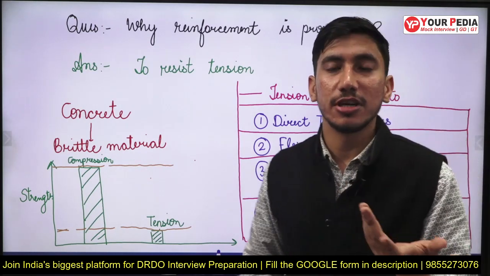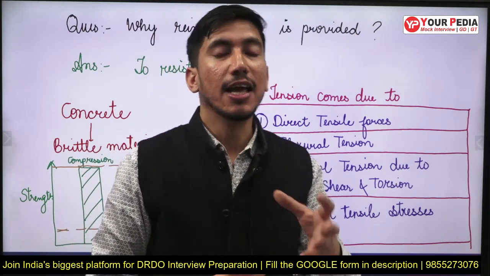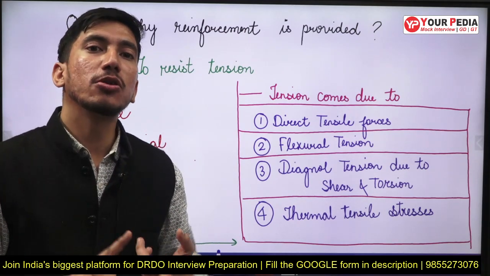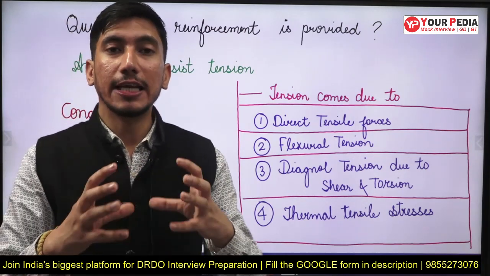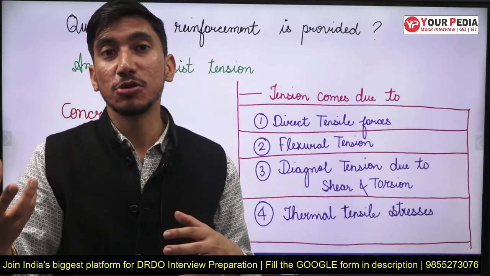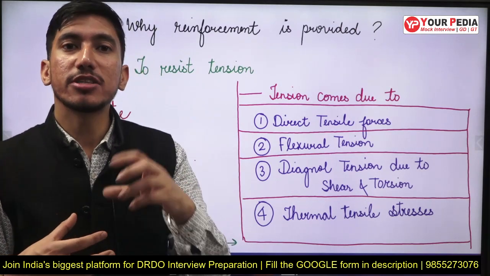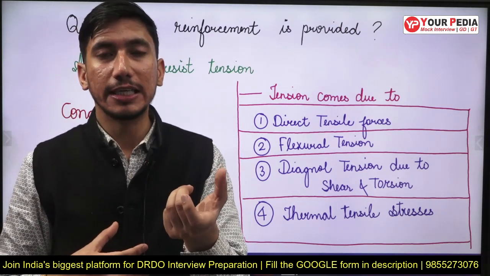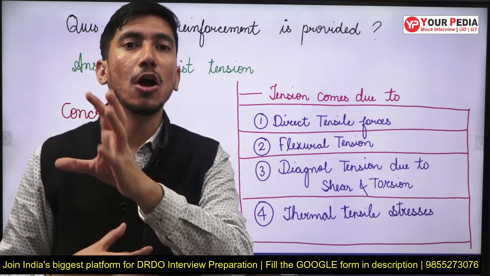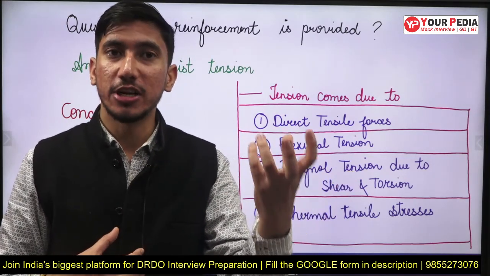Now diagonal tension develops when shear or torsion is acting, and that results in diagonal tension. Apart from this, tension can also develop whenever there is an increase in temperature and your member is not allowed to expand. In that case also tensile stresses will develop. So all these are the reasons because of which tension might develop in concrete when it is used as a structural member, or in a building, or in any other engineering structure.